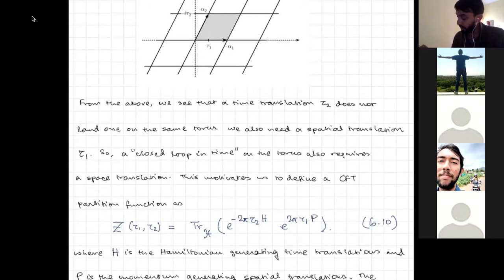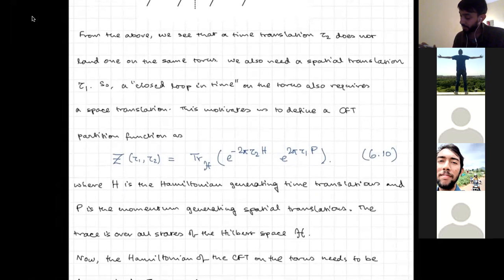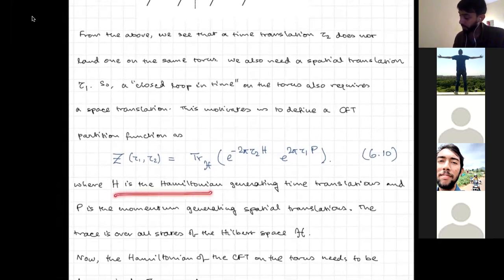So keeping this in mind, you need to define the partition function of a CFT as the trace over all the states of the Hilbert space, weighted by these factors. What does this mean? You take a state labeled by, say, I, you apply the exponential, and you come back to I. So H is the Hamiltonian, P is the momentum, and the trace is over all states of the Hilbert space.